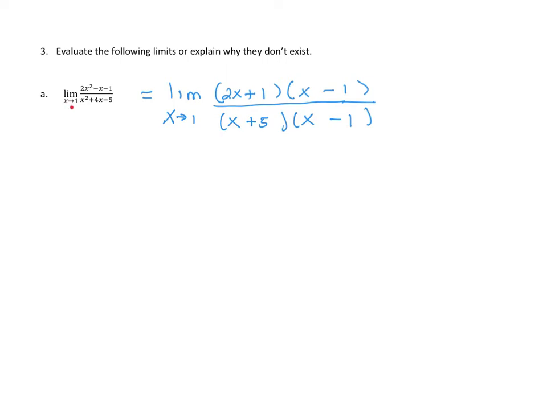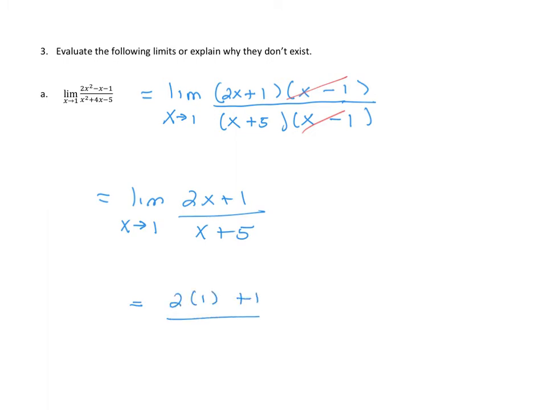Thinking ahead, the fact that this 1 here created a 0 in both the numerator and denominator meant there'd have to be an x minus 1 that probably factors out of the expression. But since it did factor, we can cancel them. And this means this is equal to the limit as x approaches 1 of 2x plus 1 over x plus 5. And we now can just simply put the number 1 into all of the x's. And this gives us our answer of 3 over 6, which is equal to a half.